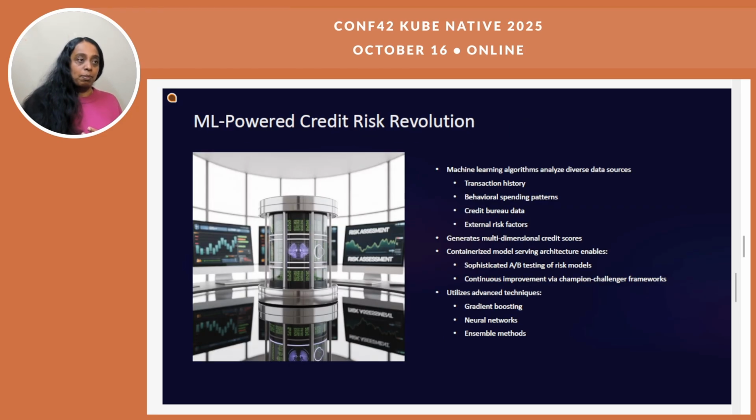Credit risk, sorry about the typo, it's not revolution, but evolution. Machine learning algorithms analyze vast data sets, including comprehensive transaction history, behavioral spending patterns, credit bureau data, and external risk factors to generate sophisticated, multidimensional credit scores that far exceed the predictive power of traditional FICO-based models.